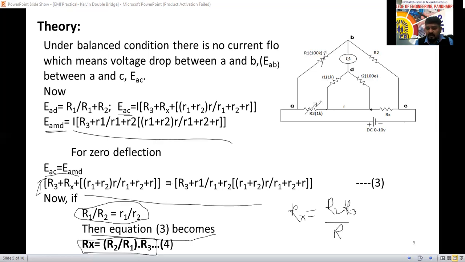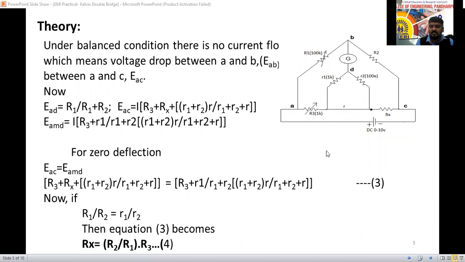See here, what are the main resistances here? R1 R2 R3 R4. Previously in the Wheatstone bridge, the same thing we stated. So R2 into R3 equal to R1 R4. Same equation we have identified here. This one you have to remember: unknown resistance Rx equal to R2 R3 divided by R1. So this is the simple theory part of the Kelvin double bridge.